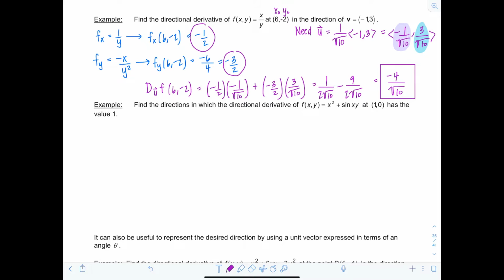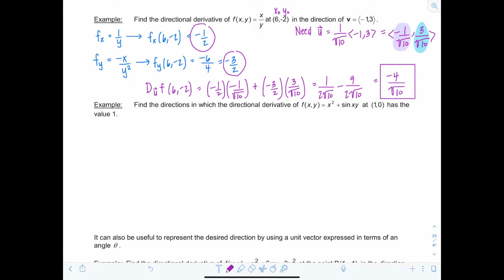Not too terrible, right? Okay, so let's look at another example here. Find the directions in which the directional derivative of f of x, y equals x squared plus sine xy at 1, 0 has the value of 1.